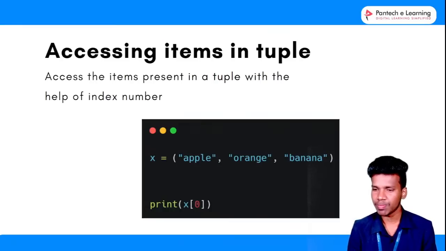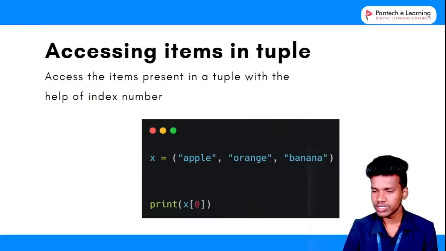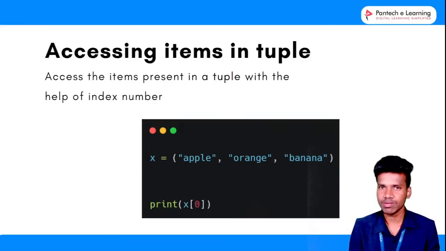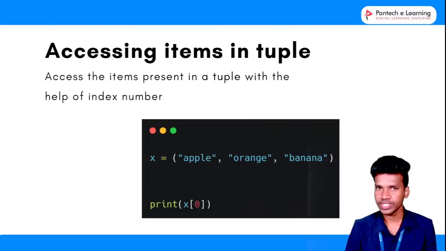Accessing items in tuples is also the same. We are using the index number to access the item. If we use the second index, the banana will be executed. That is the thing. Yeah, exactly, it's unchangeable. That is the immutable. Sorry, immutable means we cannot change the items. We cannot remove items or change the items. That is the difference between list and tuple. A list is mutable, a tuple is immutable. That is called unchangeable.